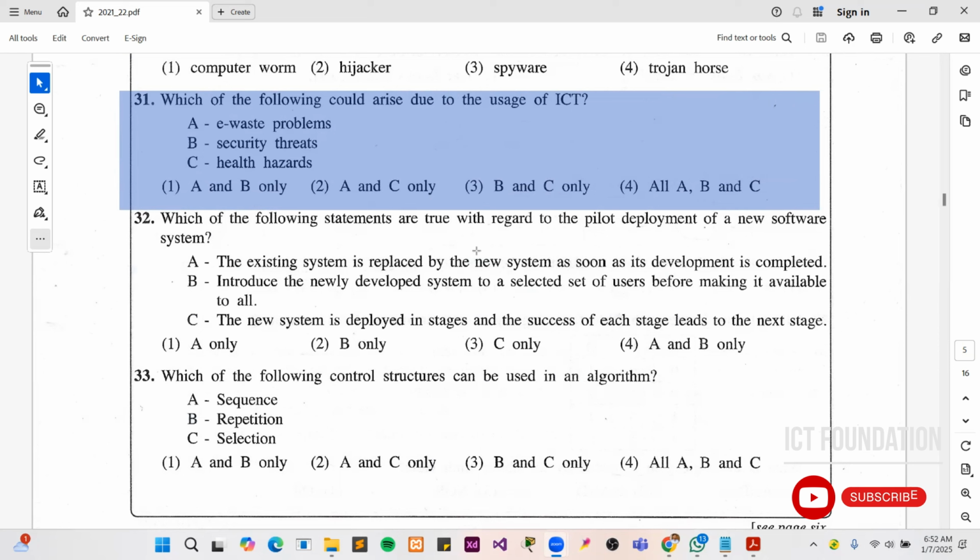ICT is a huge domain we are utilizing nowadays, but anyhow, we will face some issues related to it. By using ICT, we will face issues regarding health, or other issues such as malware activities. They have mentioned so many issues here. We have to find which issues are related to ICT usage. Here they have mentioned e-waste problems.